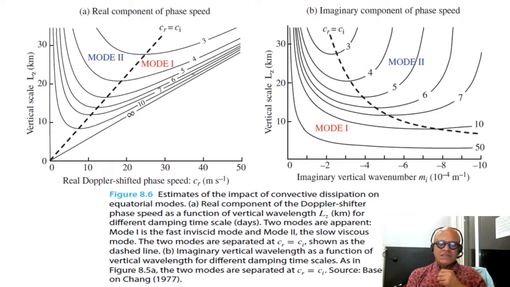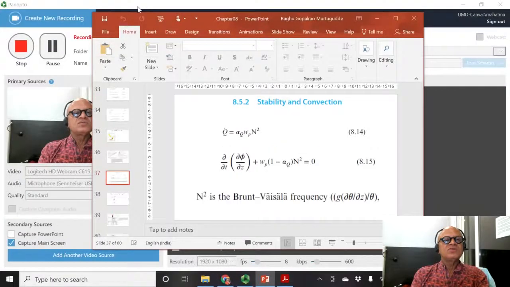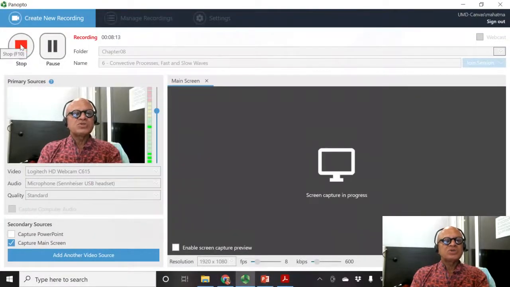Okay, so the forcing can generate both modes, and damping scales greatly affect the slow mode, the viscous mode, and not the fast mode. So that's the brief introduction to the fast and slow modes when you have convective friction.